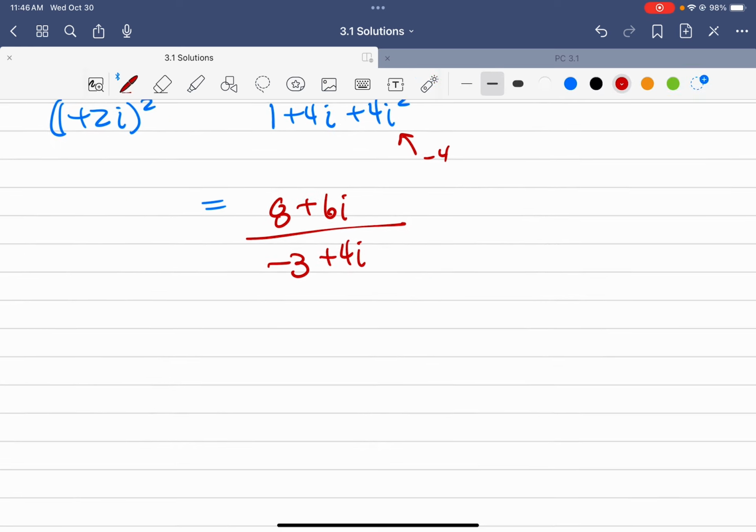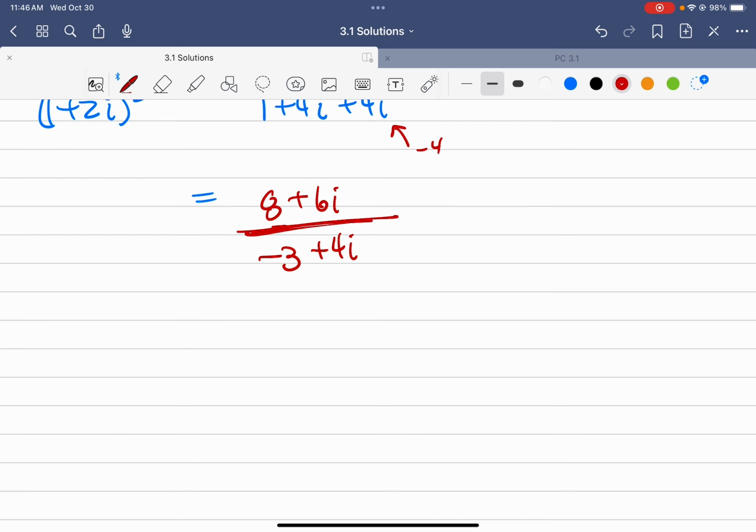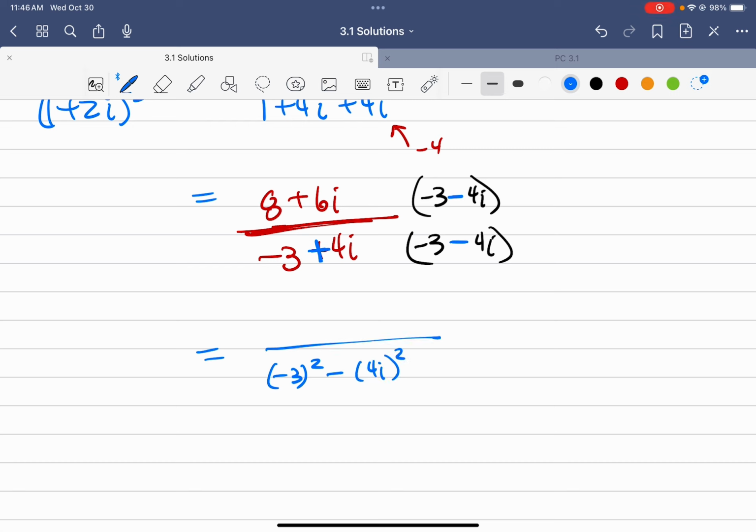4i. So now I have a complex number divided by a complex number. I know I need to use my old buddy, the conjugate. So I keep the same two terms, a negative 3 and a 4i, but I change the middle sign only. When you do that on the bottom, I get the first one squared minus the second one squared. And then on top, I'm going to do the distributive law. So this hits this and gives me negative 24. That gives me negative 32i. Then these hit each other and give me negative 18i. And this hits that, gives me negative 24i squared.